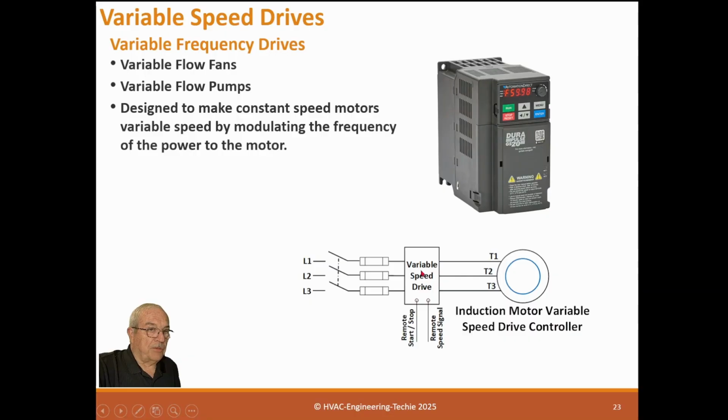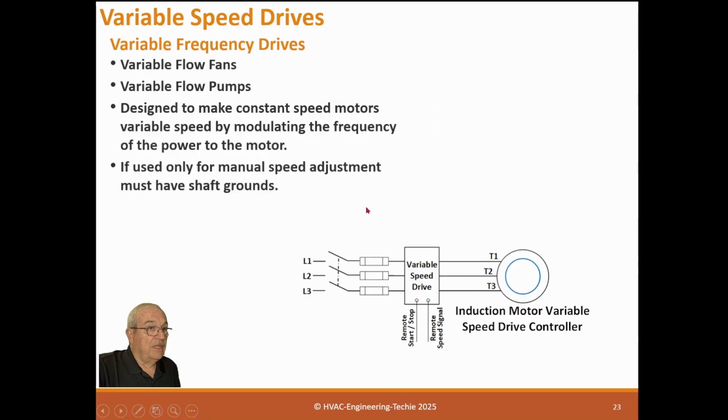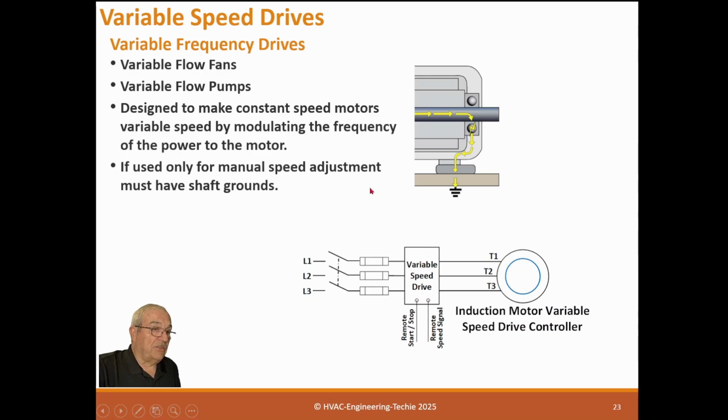Here's a motor, here's a variable speed drive. They have a start-stop signal coming in to start-stop them, and then they have a speed signal. They need 2 points. They don't just have 1 point, they have 2. The one that start-stops them, and one that runs the speed up and down, so you can control these separately from your control system. If used only for manual speed adjustment, then you have to ground the shaft.